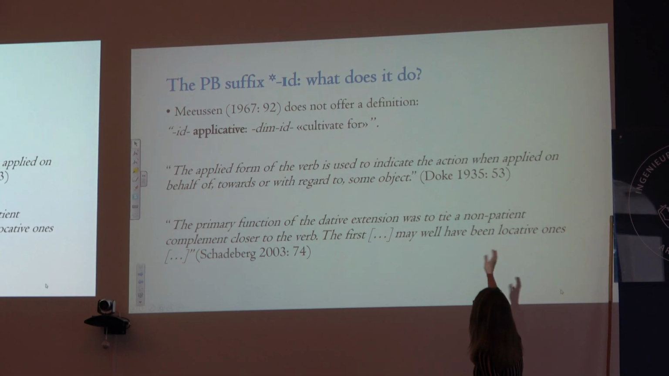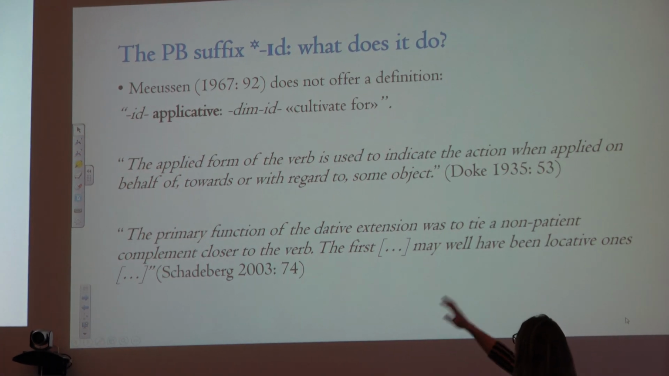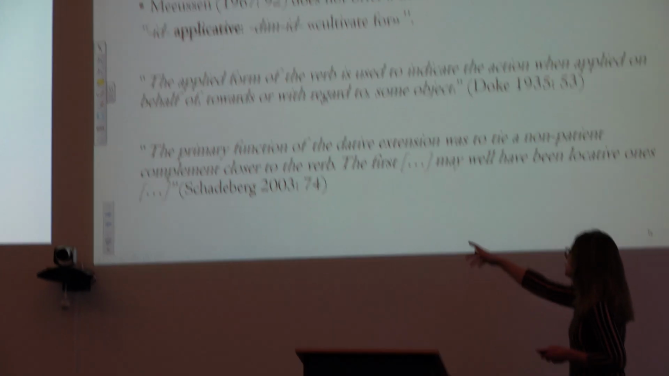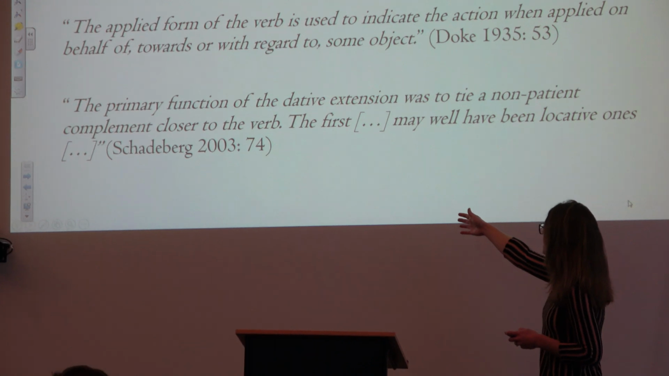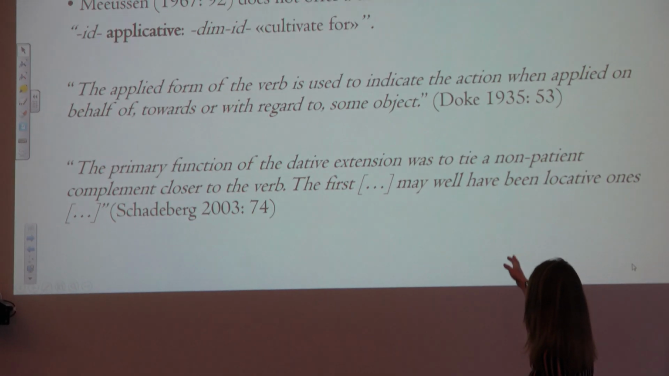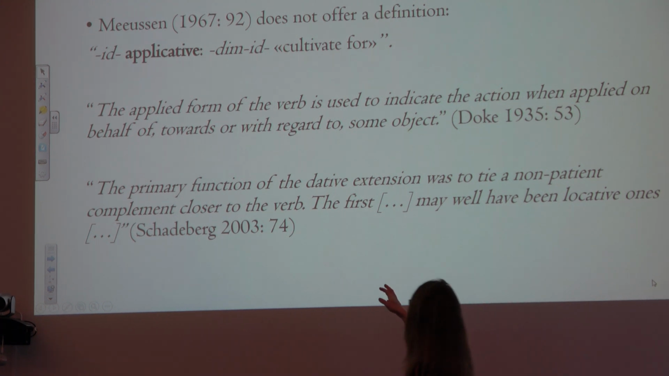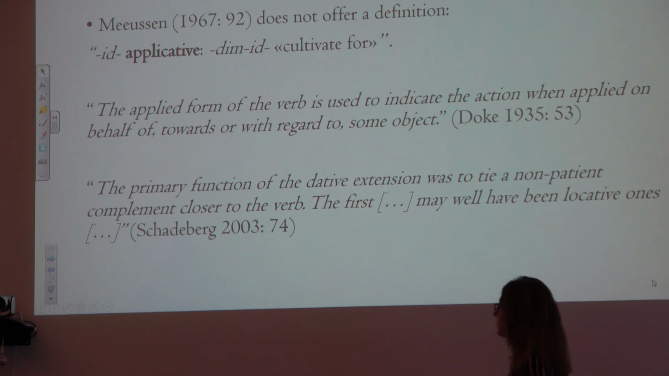The applied form of the verb is used to indicate that the action is applied on behalf of, towards, or with regard to some object. But I also pulled out the definition by Schadeberg because to me it's strikingly different from others. It says the primary function of the dative extension was to tie a non-patient complement closer to the verb. The first of these complements might well have been a locative one.